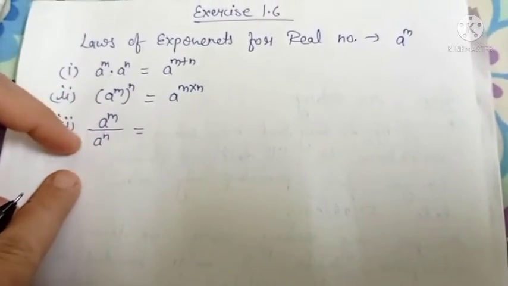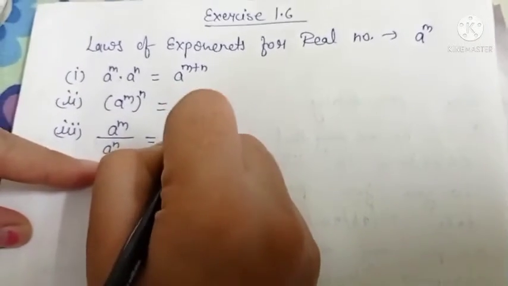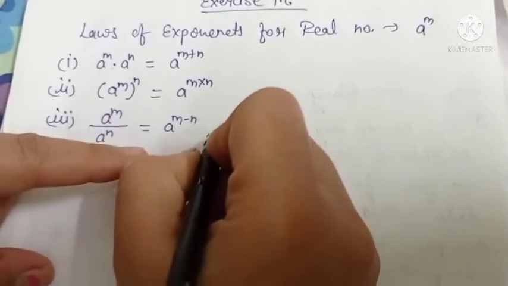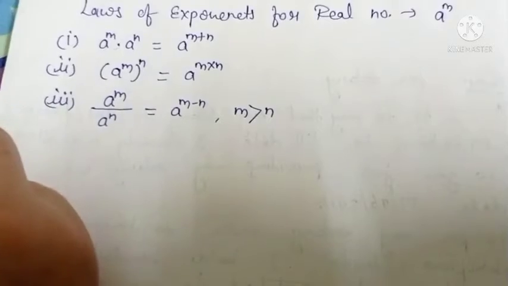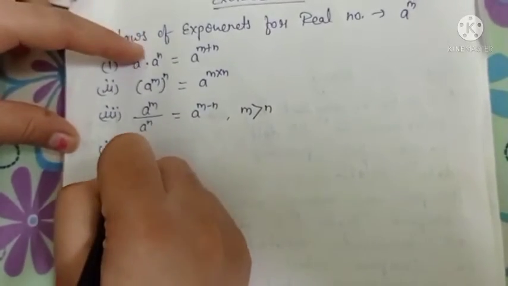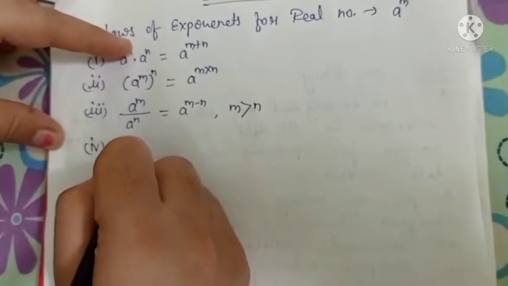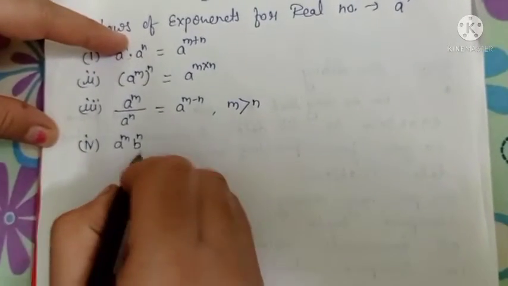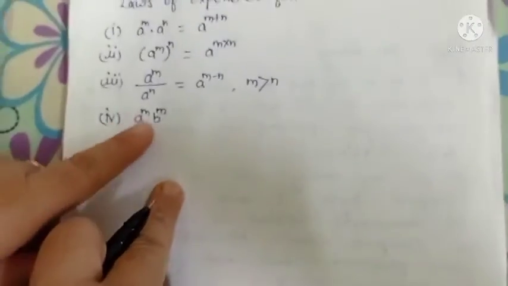If both are in a division, then powers are in a subtraction, and m must be greater than n. Fourth is a to power m into b power m. If powers are same and bases are different, and both are in a multiplication, then bases are multiplied to each other and the power remains the same.